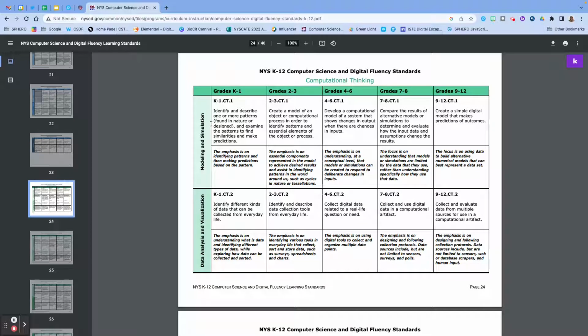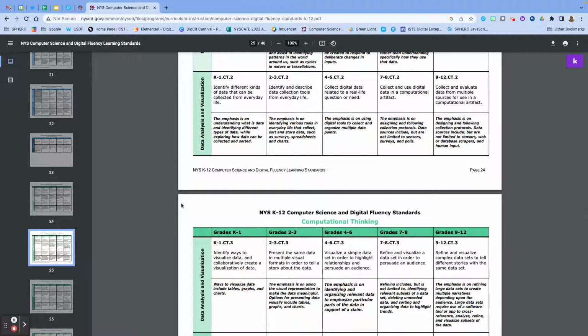As we move up to 9 through 12, we're thinking about making a model that can help predict our outcomes. So this is something where we're going to collect data and do something with it. Please pause this video for a moment and read the standard for your area that you teach, and make sure that you read the clarifying statement, which is the area you see in bold underneath the standard.